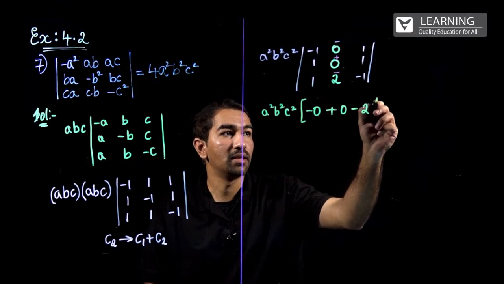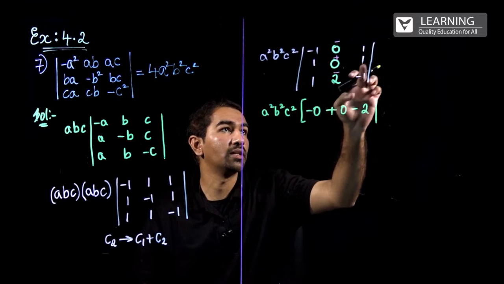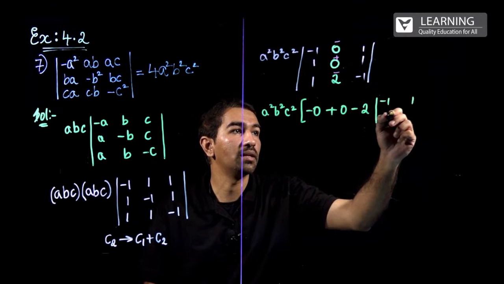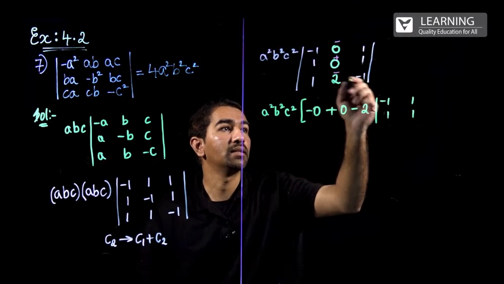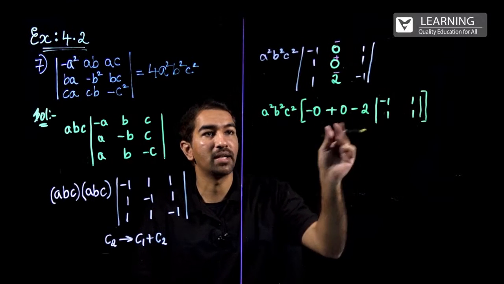Minus 2 of the determinant. So the 2's column and the 2's row is gone. So 1 into minus 1. So what is remaining? Minus 1, 1, 1 and 1, correct? Yeah. So this is what is remaining inside the determinant. So after evaluation we are getting this much.